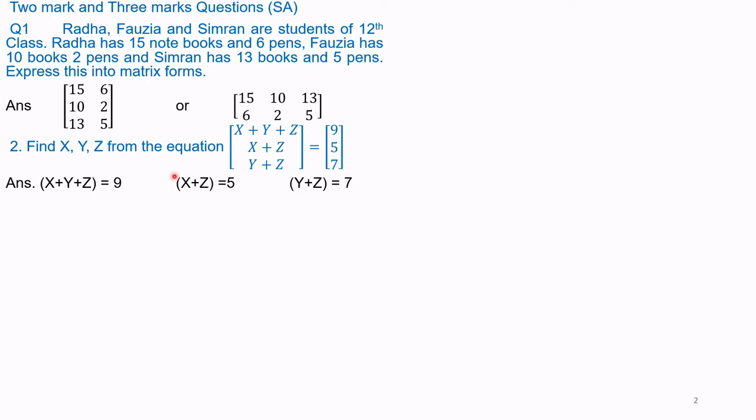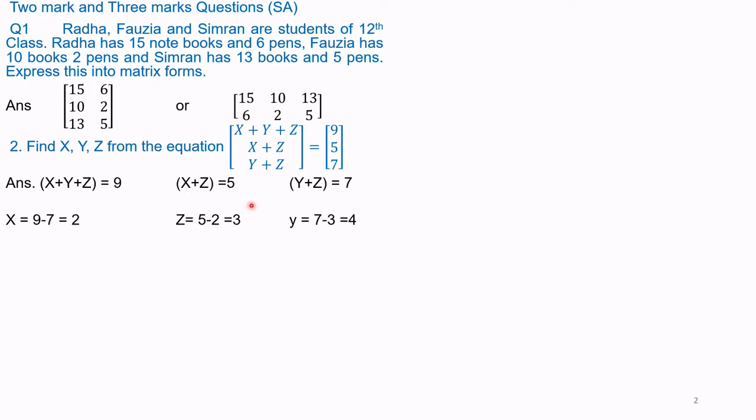From this we have to get the values of x, y and z by the simultaneous equation method or substitution method. So x is equal to 9 minus (y plus z). But we know y plus z is equal to 7. Therefore 9 minus 7 is equal to 2. Next it is given x plus z is equal to 5. We know x is equal to 2. Therefore z is equal to 5 minus 2, that is equal to 3. Therefore z is equal to 3.